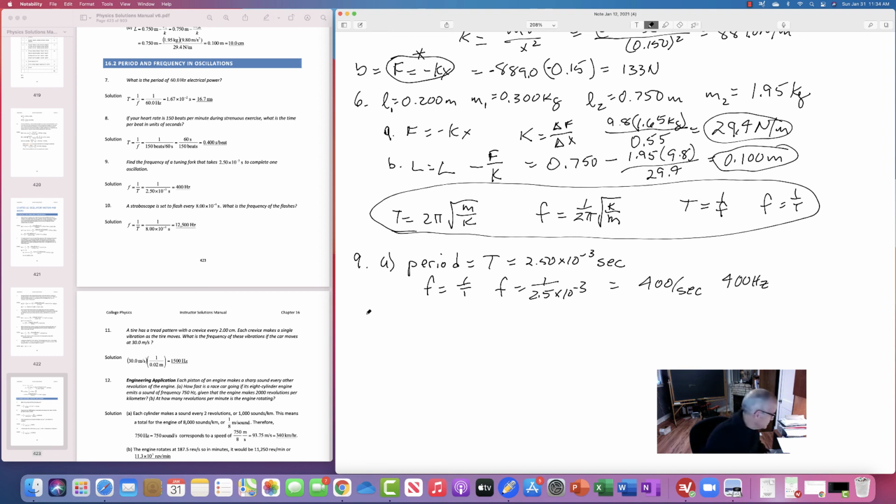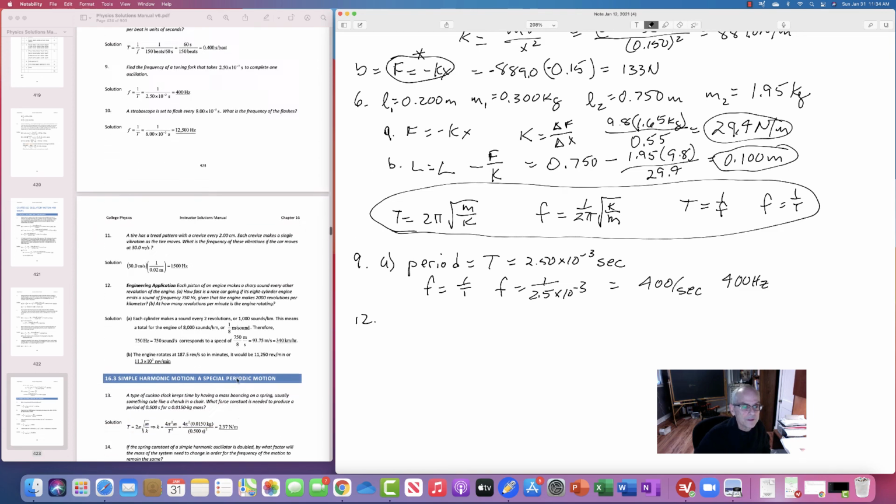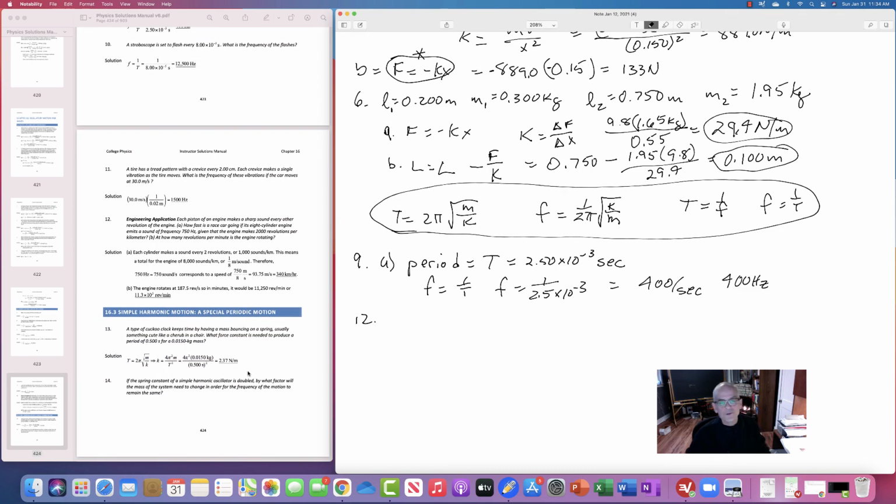The last problem of this first group is number 12. Number 12 states the following. And this one's a little bit more challenging, I realize. And if you didn't get this, don't worry. This is not the kind of problem I put on a quiz or a test.